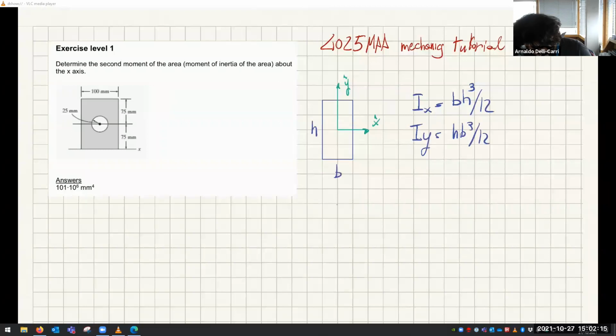For circles, just as a reference, as you might imagine, for a circle you have exactly the same second moment of area around any axis. It's axisymmetric. And so you have that Ix is the same as Iy, which is pi diameter to the power of 4 divided by 64, where the diameter is this one.